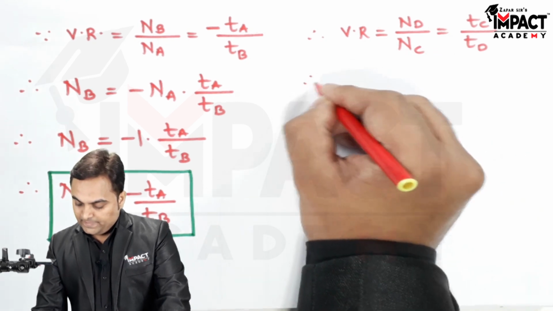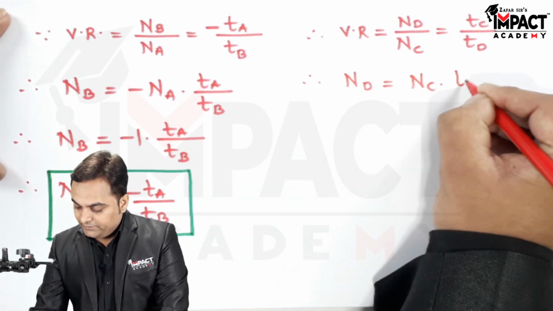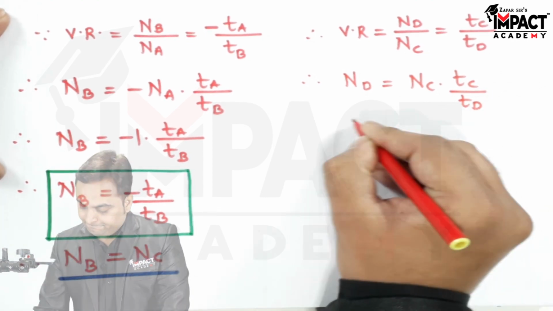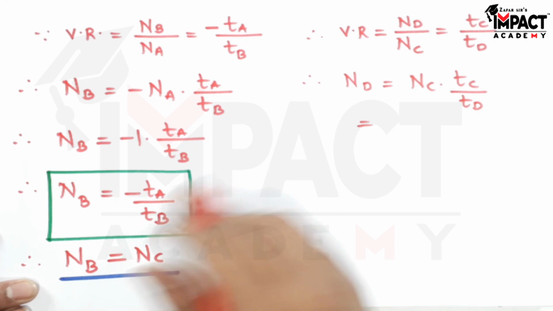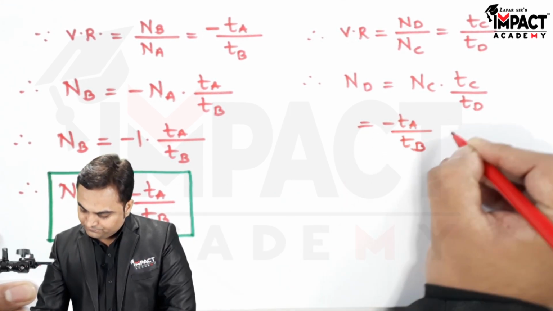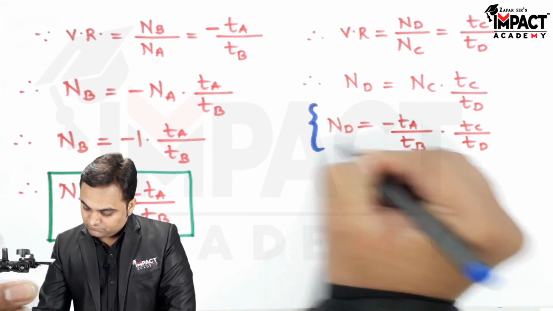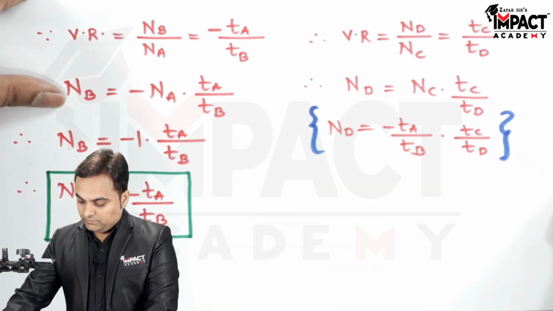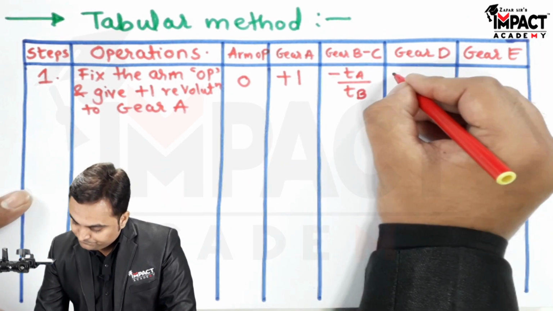So therefore, ND will be equal to NC into TC by TD. NC value, I'm going to put the same value as NB because they are mounted on the same shaft. This speed, I'll put into the table for D.